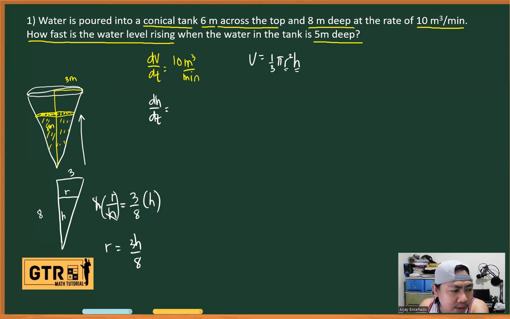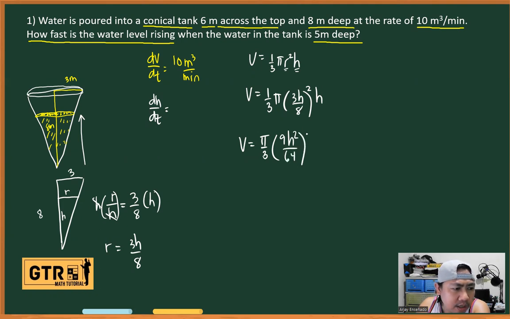Now substitute this 3h over 8 in this equation. So V is equal to 1/3 pi times the value of r, 3h over 8, squared, times h. Simplify first before we get the derivative. Volume is equal to pi over 3, and then 3 squared is 9. Just distribute the square, so 9h squared over 8 times 8, that is 64, times h.